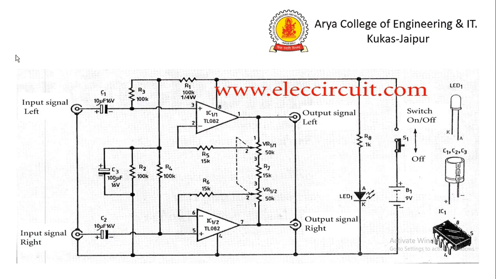This is the sound system circuit diagram. Basically, in the sound system diagram, the LED is used, the capacitor is used, the IC is used, resistance is used, operational amplifier IC is used, input signal right, input signal left. So totally, the work of the sound system circuit is to make the sound clear.